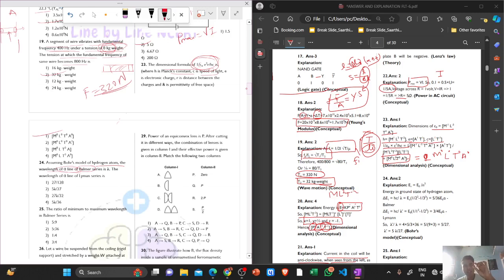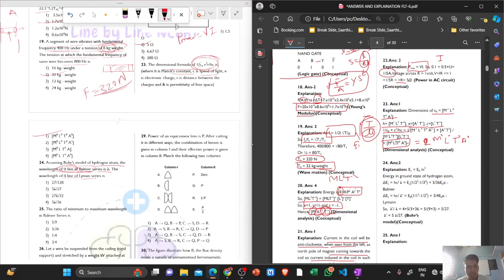So Balmer is visible light, with the final level 2. The alpha line comes from 3 to 2, and its wavelength is lambda. The wavelength of the alpha line of the Lyman series is being compared, since the question asks for a comparison between Lyman and Balmer. So simply we calculate the difference and find the value.